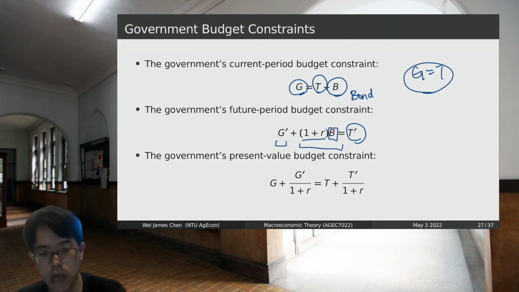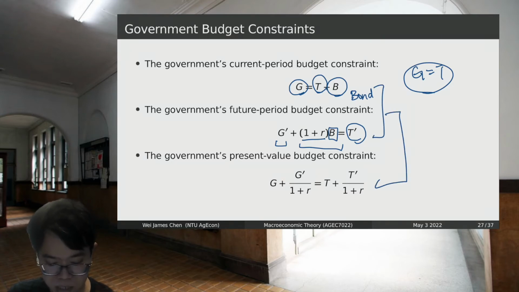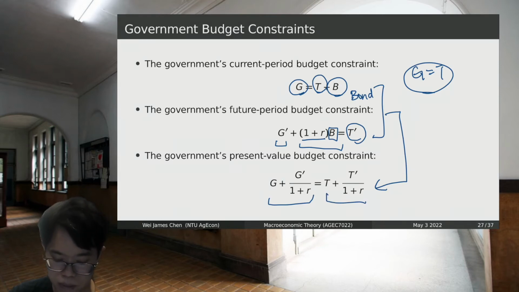And using a similar technique that we used for the consumer, this is what you'll get. You can combine these two together so you can see that the present value of government spending and the present value of the tax income. Remember, this capital T is different from the lowercase t because this is the tax income for the whole society. We assume there are N consumers. Remember?